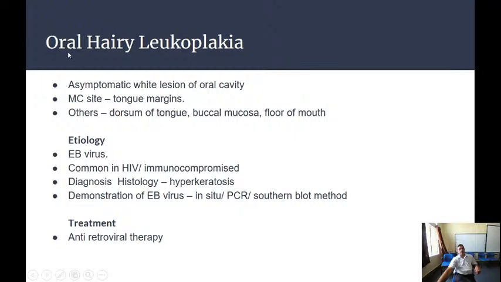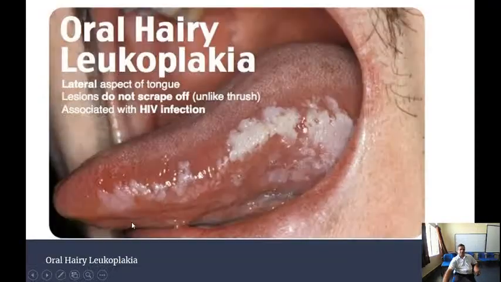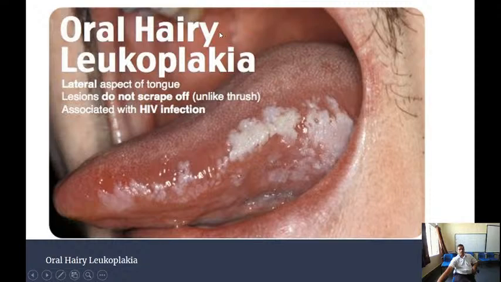Then you have the oral hairy leukoplakia, where usually the etiological factor is the Epstein-Barr virus, and it usually presents as viral infection in immunocompromised conditions. If you take the histology, there is hyperkeratosis, and there is demonstration of the Epstein-Barr virus, and the treatment is antiviral. This is how the oral hairy leukoplakia appears.